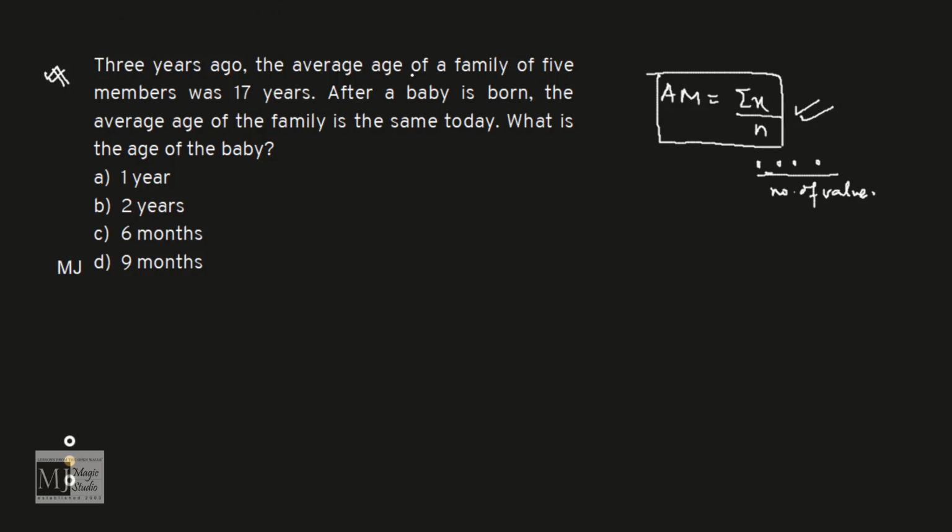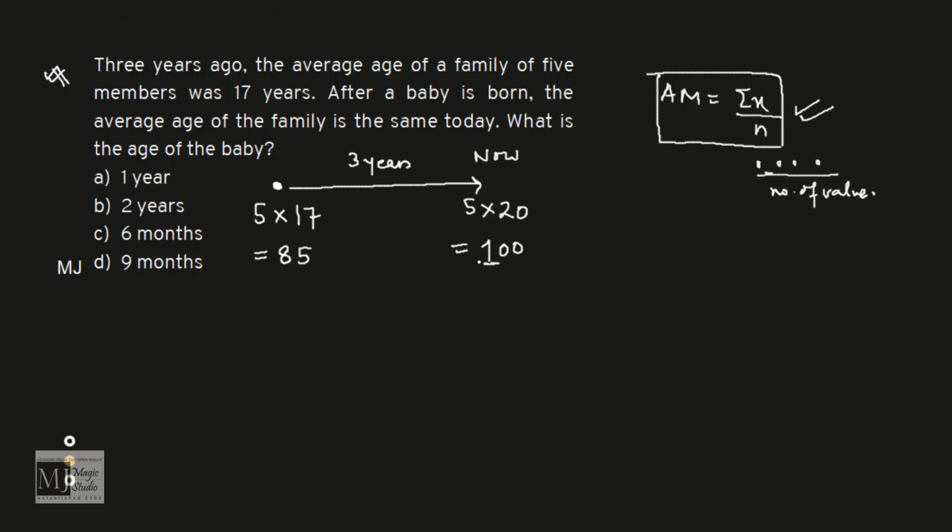3 years ago, the average age of a family of 5 members was 17. That means we are at this point of time, 3 years ago, and we have 5 people in the family and the average was 17. So the total of all these 5 people would be 85, isn't it? Now, what will happen after 3 years? After 3 years, each one of them would be 3 years older than their age 3 years ago, isn't it? So the total of these 5 members should be 5 into 17 plus 3, all become 20, that is 100. This is what we are expecting: if it was a family of 5 people, 3 years ago the total was 85, now the total should be 100.